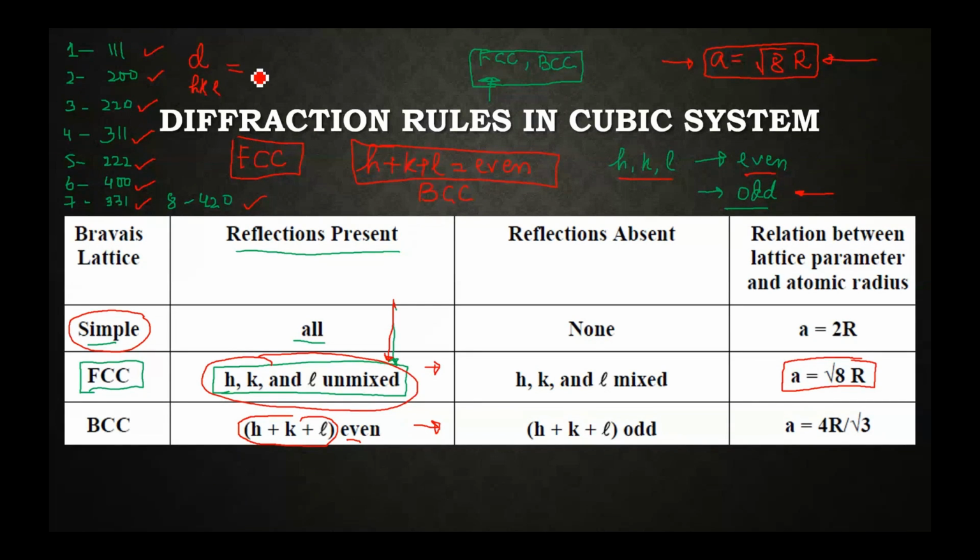And you also know that d_HKL is essentially equal to A divided by under root H square plus K square plus L square. So if you could find out d_HKL for any one of the peaks, you could essentially find out A. अगर आपको d_111 की value पता होगी तो you can find out the value of A, and if you know the value of A you can find out the value of R. Clear enough?